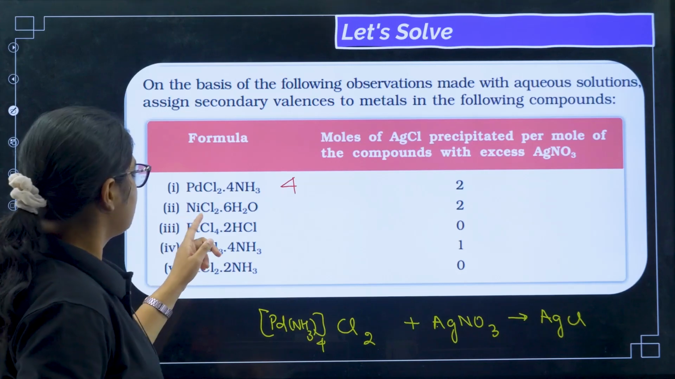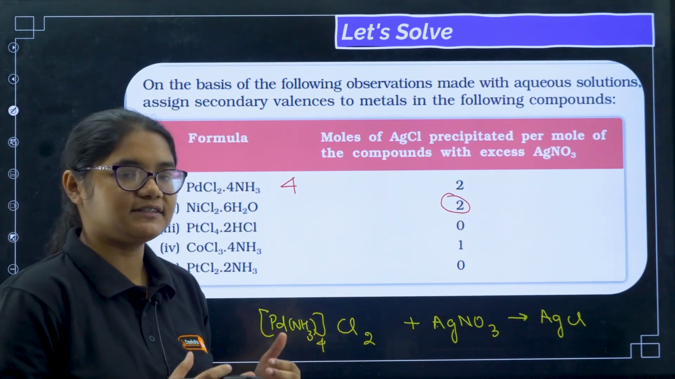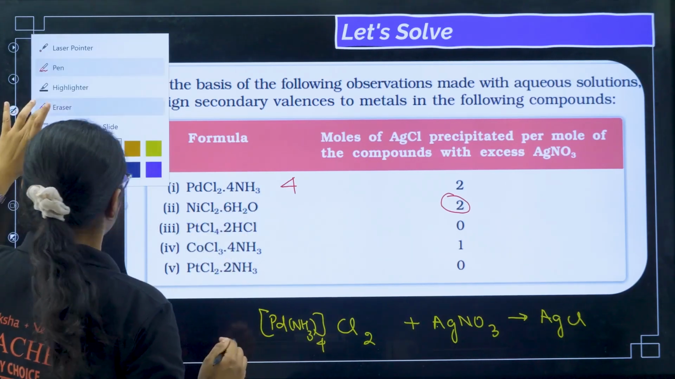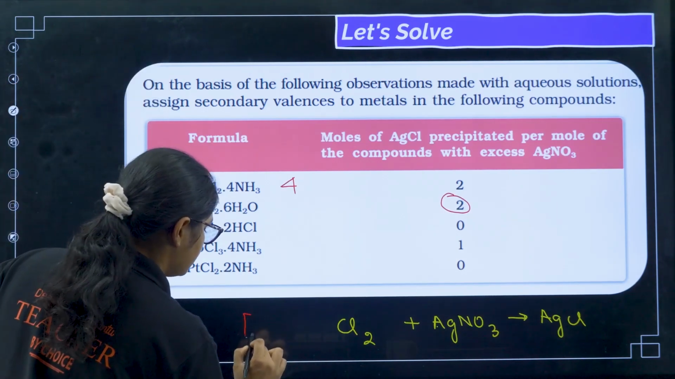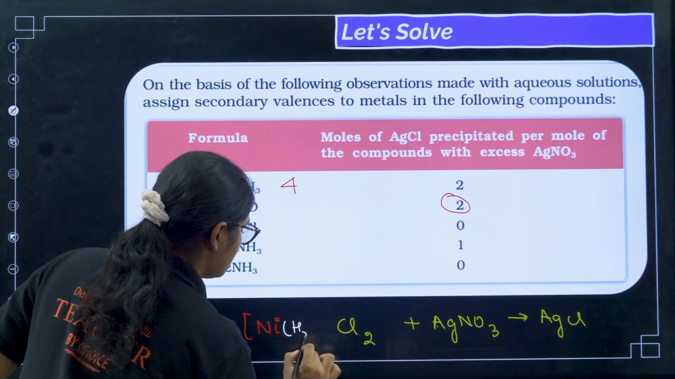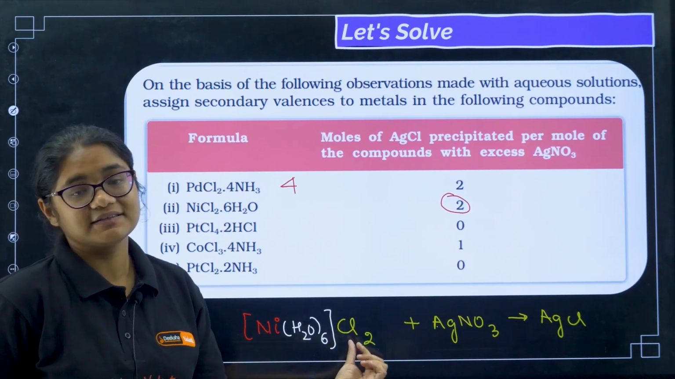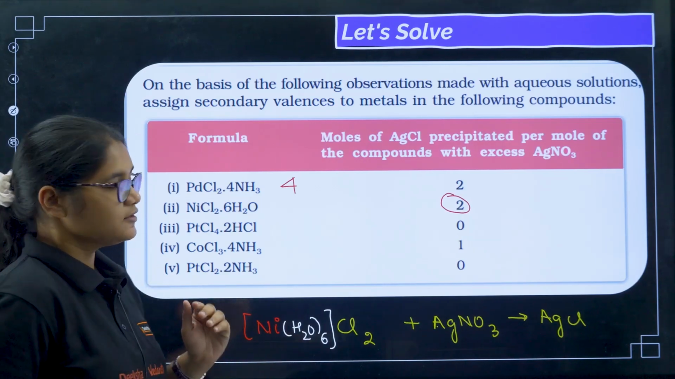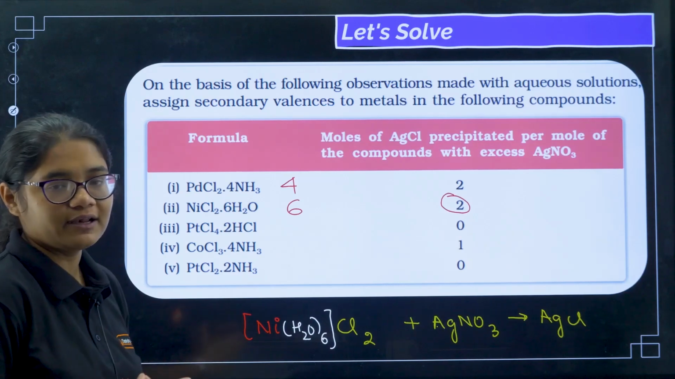Clear? Next, coming to the second one, again 2 moles of AgCl are formed. That means 2 chlorines will be outside again, and that means 6 H2O will be inside. So I will have the formula for the second one like this: Ni(H2O)6 Cl2. Now here you can see that nickel is forming 6 bonds. So the coordination number, the secondary valency of nickel, is 6.